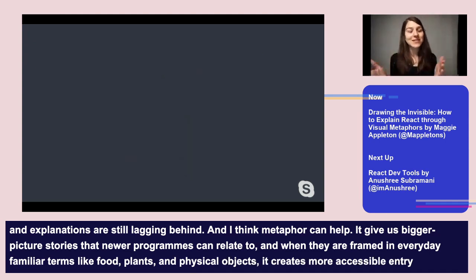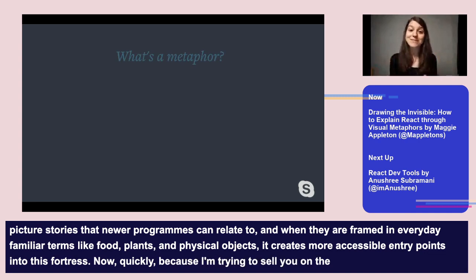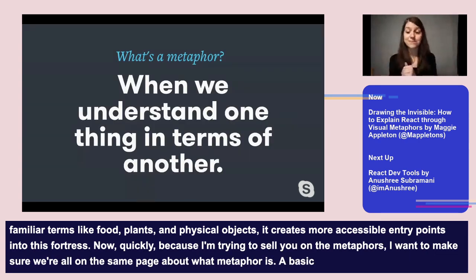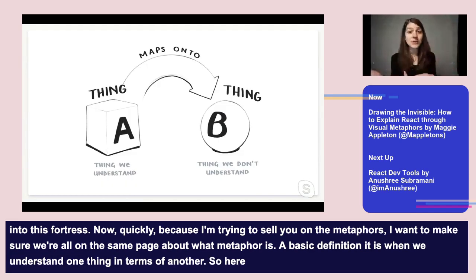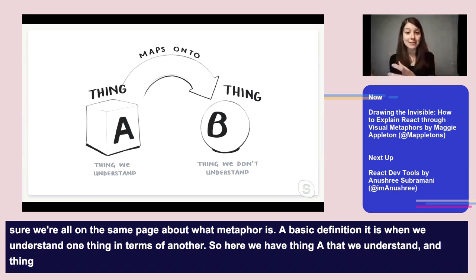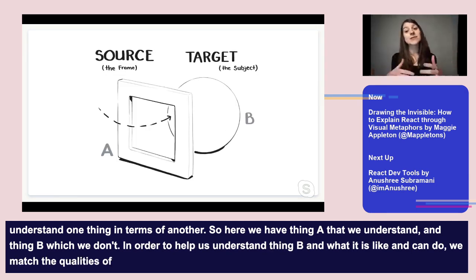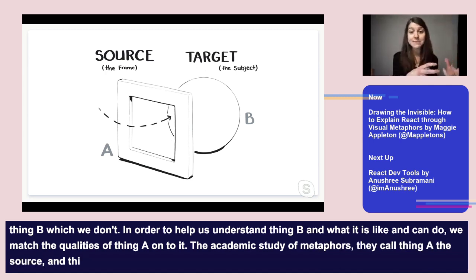Now, quickly, because I'm really trying to sell you on the metaphors, I just want to make sure we're all on the same page about what metaphor is. So a very basic definition is that it's when we understand one thing in terms of another. So here we have thing A that we understand, and thing B, which we don't. In order to help us understand thing B and get a general idea of what it's like and what it can do, we map the qualities of thing A onto it. In the academic study of metaphors, they call thing A the source and thing B the target. So we source qualities from thing A and target them at thing B.